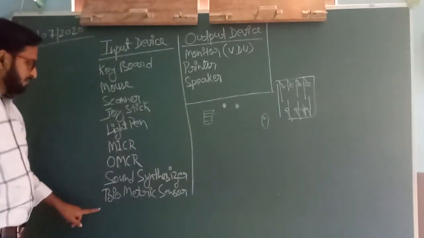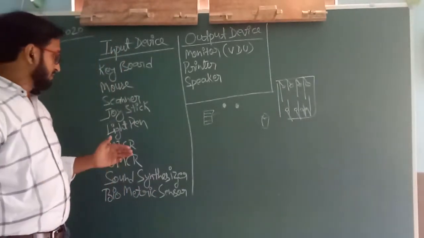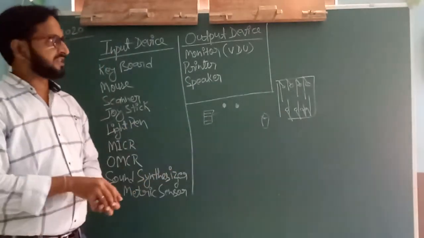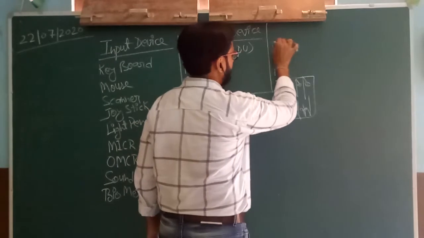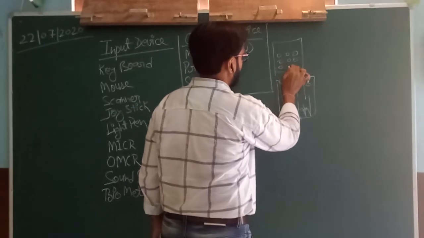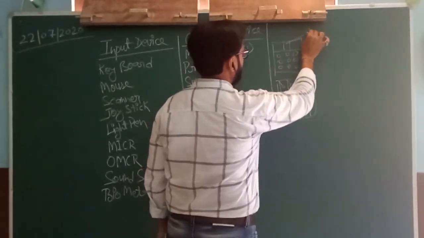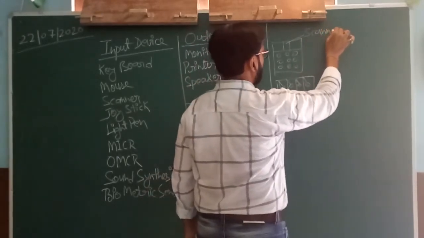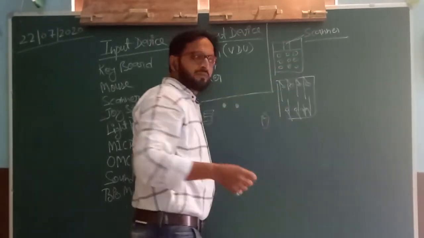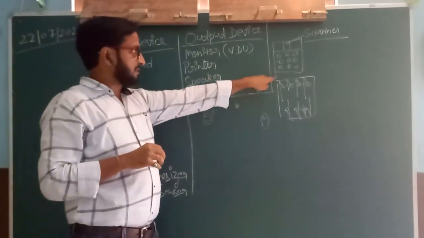Okay, next one, the last one, is the biometric sensor. You can see a biometric sensor when you go to any bank, any school, any private or government office. There you will see a machine like this. There may be some buttons, and there may be a scanner like this. When you insert your thumb here, it will scan. It means this machine is the biometric sensor.